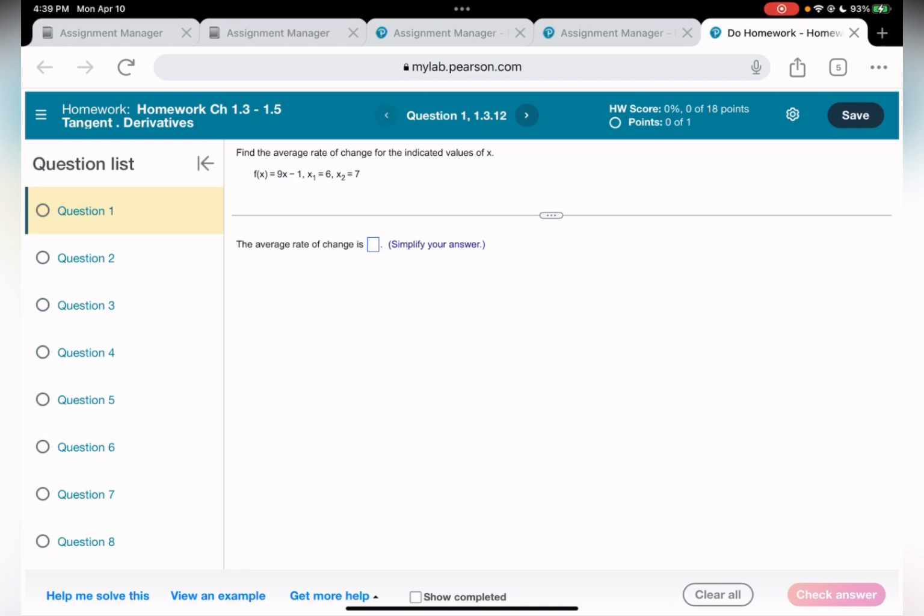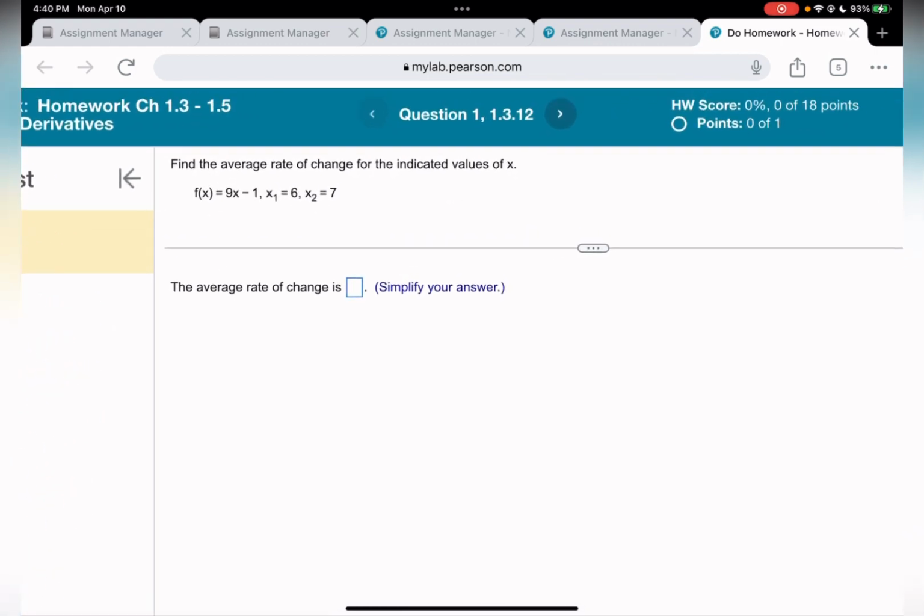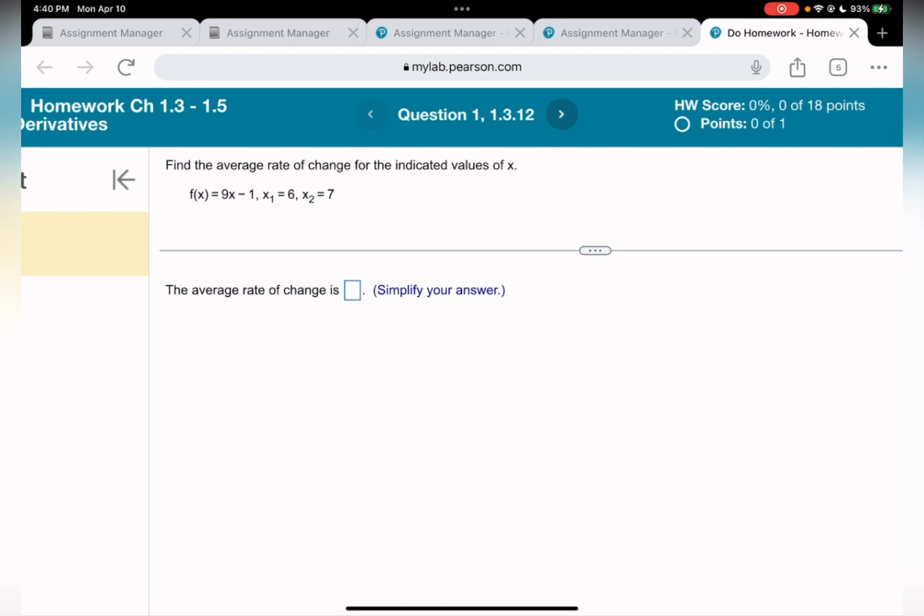Okay, we're going to do homework for chapter 1.3 through 1.5. So, what is our first question? Find the average rate of change for the indicated value of x. Okay, let me take the picture of it so we can work on it.